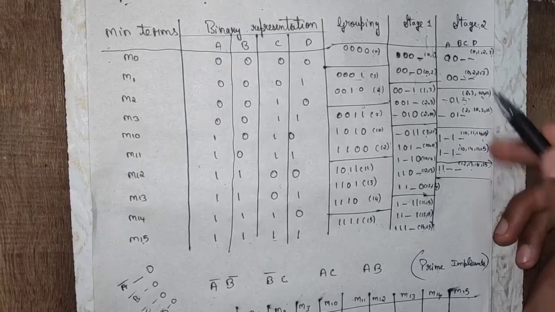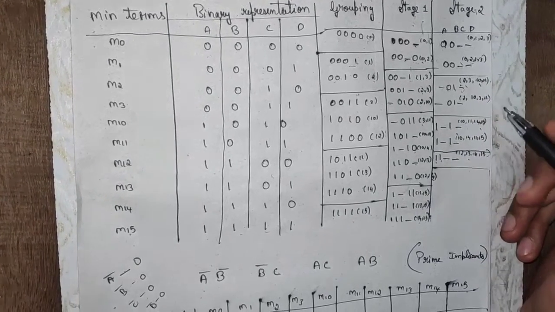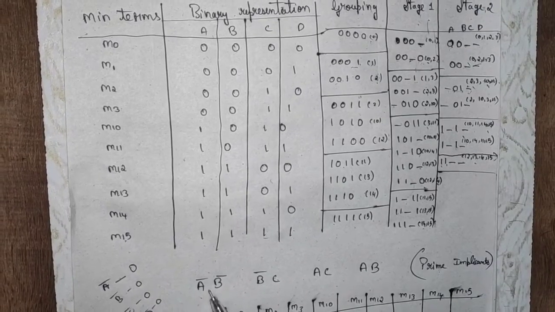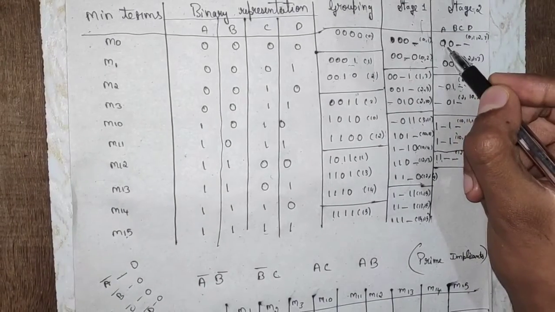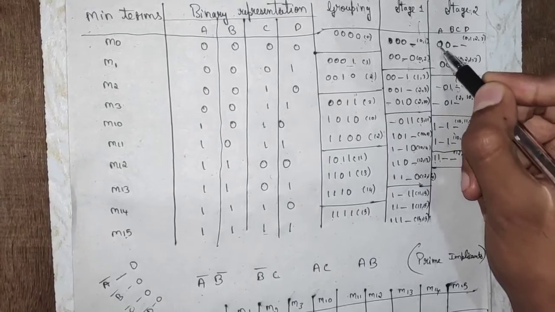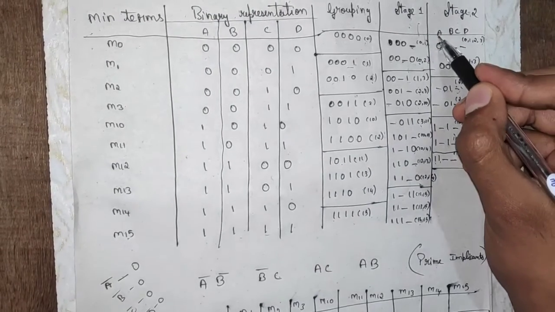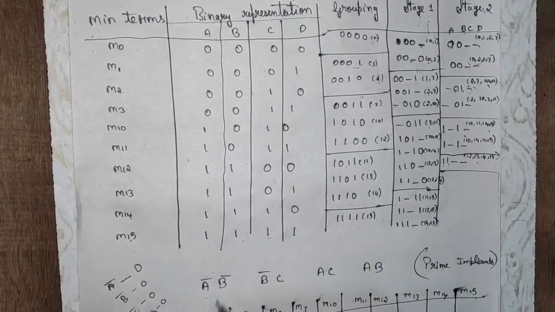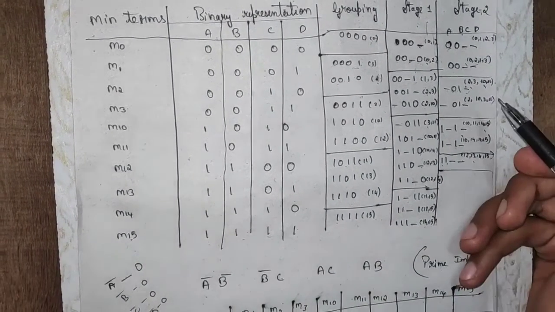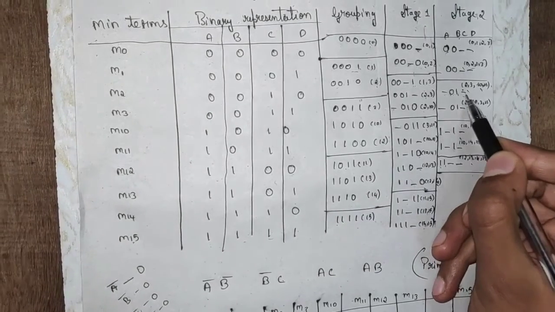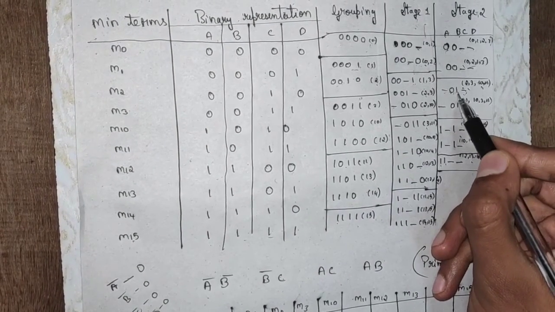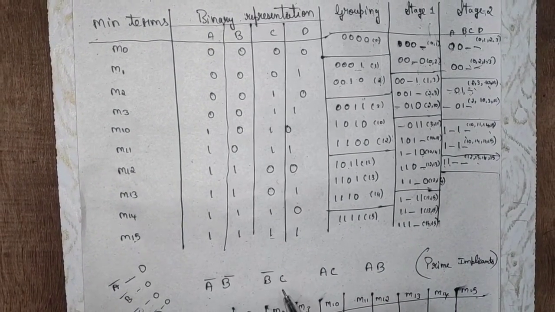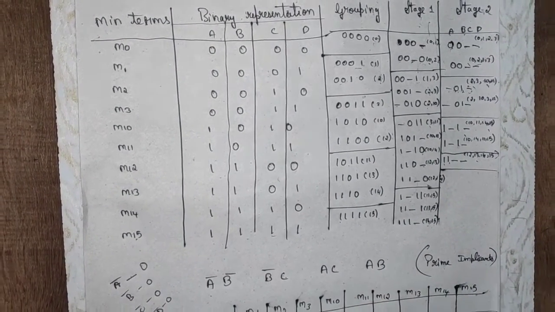When stage 1 and stage 2 are completed, we get some terms known as prime implicants. We get them because in stage 2 we have 0 0 dash dash. These zeros can be represented as A bar and B bar, and the dash can be neglected. So we have A bar B bar. In the preceding term we have dash 0 1 dash. So this 0 and 1 should be included, and we can write it as B bar C, and so on and so forth. We get AC and AB as prime implicants.